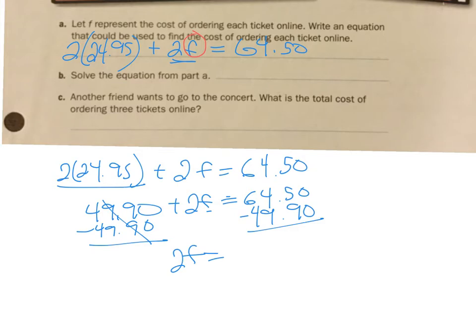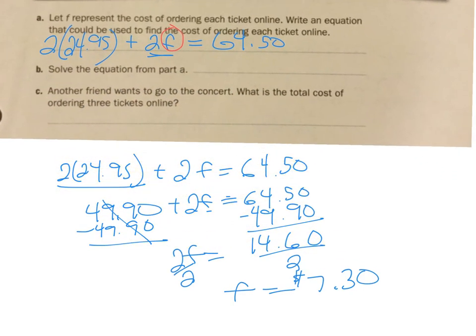64.50, and I'm going to use a calculator here. 64.50 minus 49.9, and that's going to get me 14.60. Okay. Now I want to get rid of this 2. It's times F, so I'm going to divide by 2. Divide it by 2. F equals $7.30. So that is the fee for each ticket.